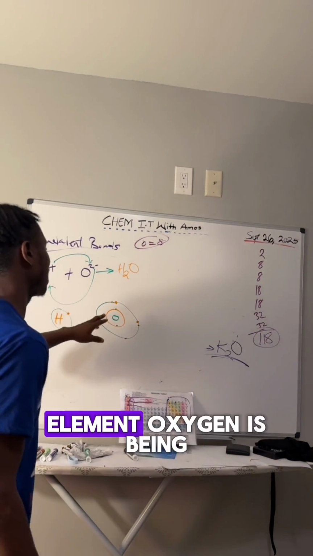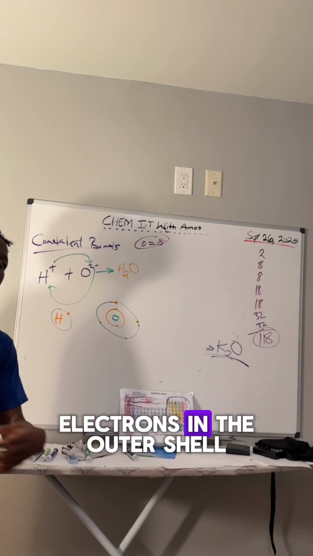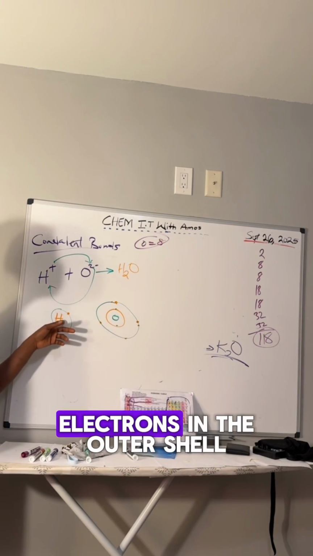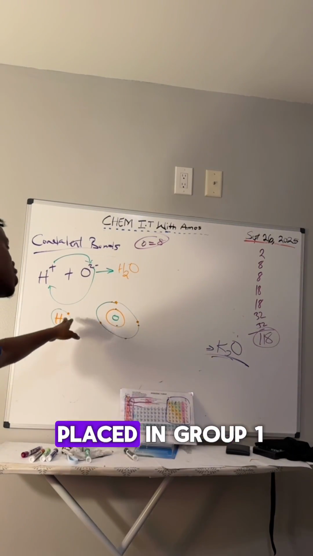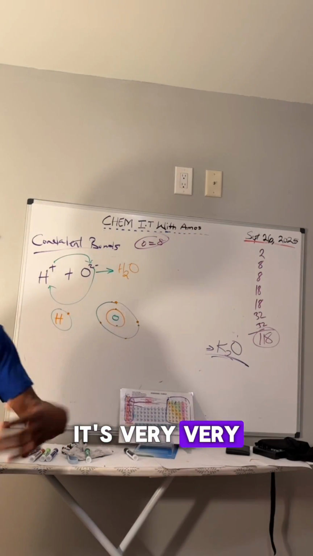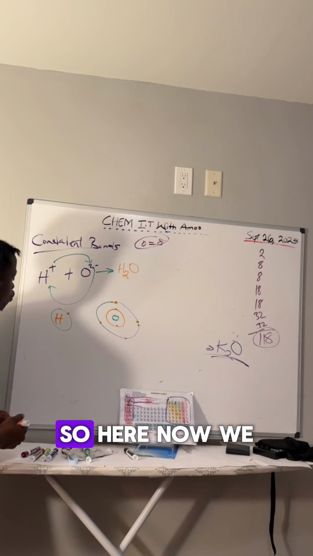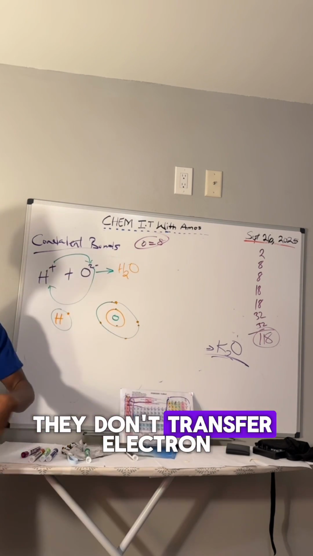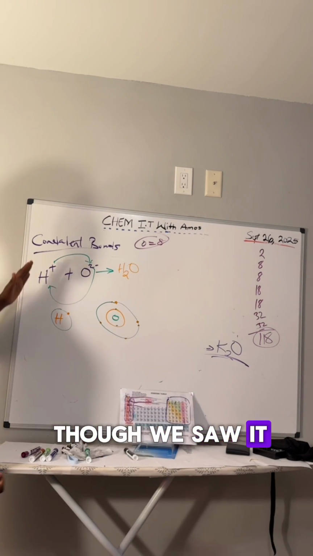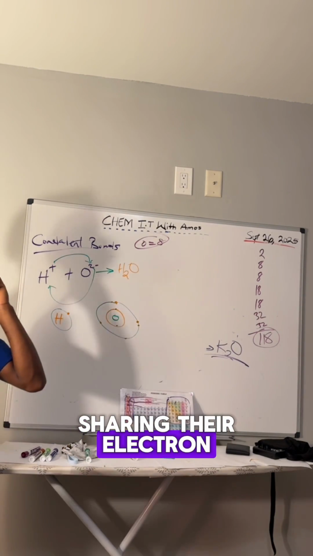So that is how this element oxygen is placed in group 6, because it has 6 electrons in the outer shell. And hydrogen has 1 electron in the outer shell, so it tells us that this element is placed in group 1. It's very, very simple. Chemistry is just as simple as it is. Okay. So here now we say it is a covalent compound. They don't transfer electrons. Though we saw it here being transferred, logically they are sharing their electrons.